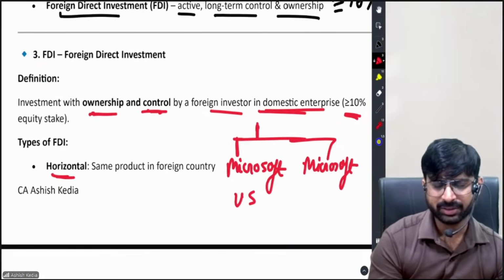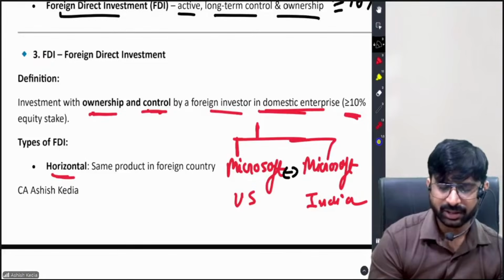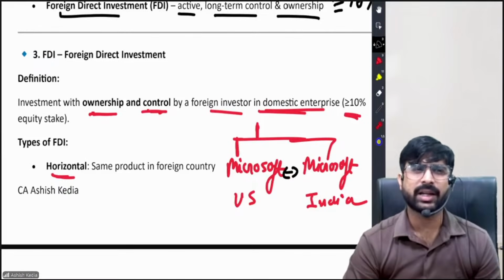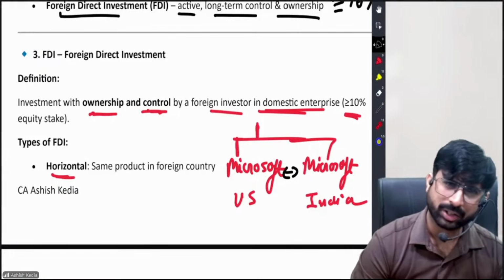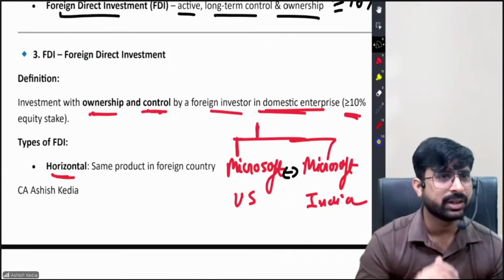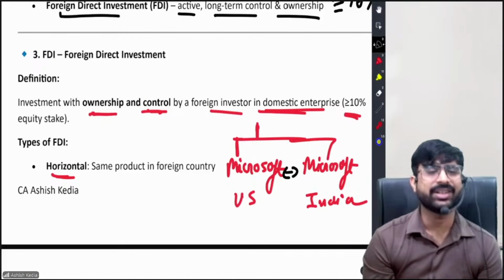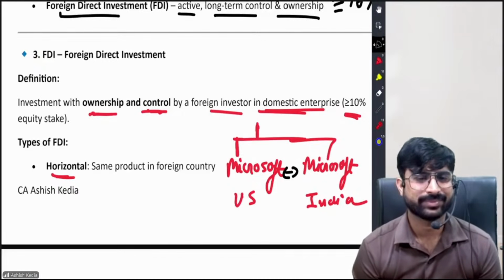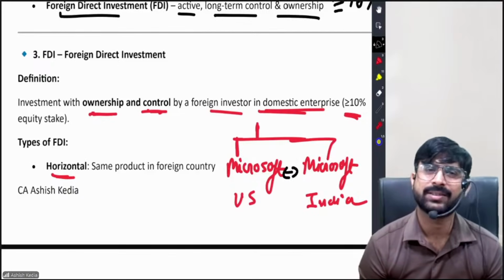So tell me, friends, this Microsoft that they have invested in, is it a completely new business or the same business in a different country? Same business in a different country. Then you call it horizontal FDI. Type number one is horizontal FDI.